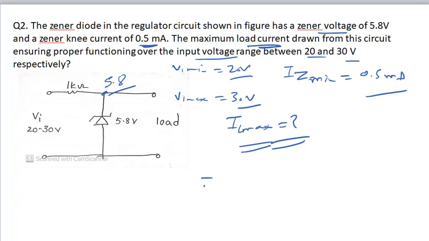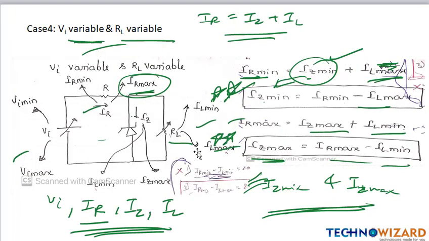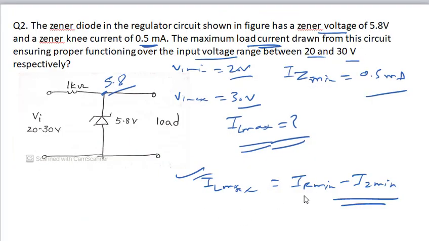Now for IL max the equation will be: I can write the equation as IL max is equal to IR minimum minus IZ minimum. Is there any problem in this equation? I have written this equation from here. IL max is equal to IR minimum minus IZ minimum, and we have to find IL max.